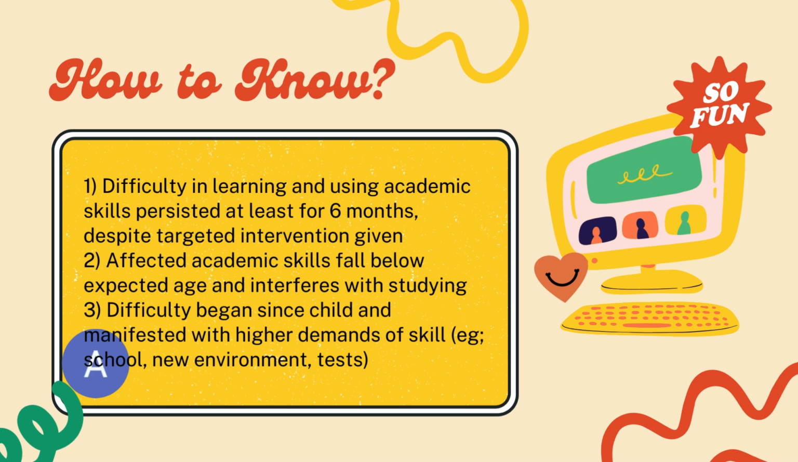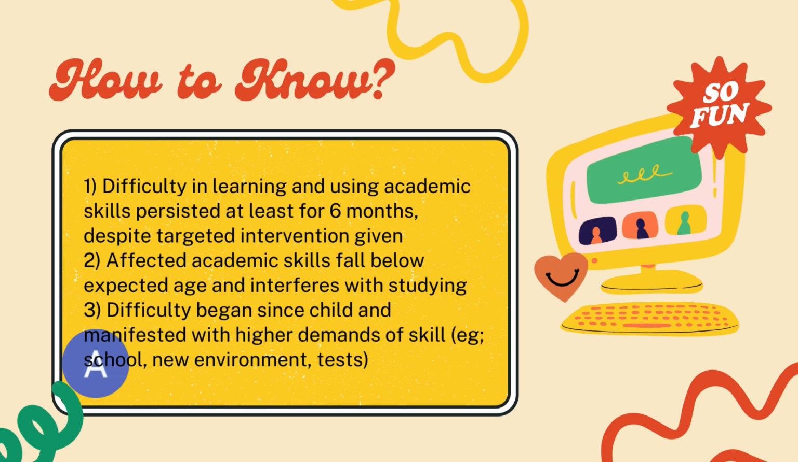Or if the affected academic skill, for example, again, maths, falls below the expected age level and it interferes with normal studying. For example, if your child is 5 years old, but they can't do basic mathematics as simple as recognizing numbers, which is very, very low compared to peers of the same age. This is something where you might need to tickle your brain and say, oops, is this a normal slowness in learning or is it something more? That is, the difficulty began since childhood. So you can see maybe they've been struggling with numbers since they were a baby.